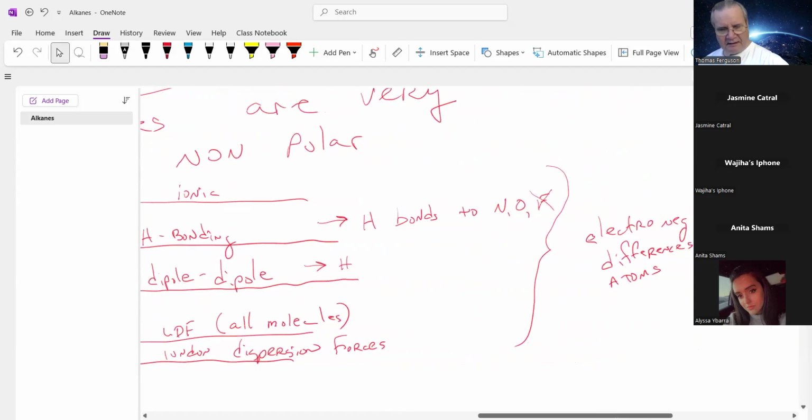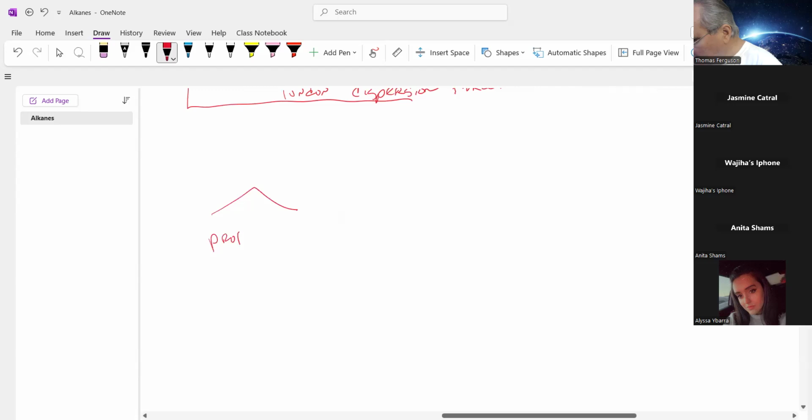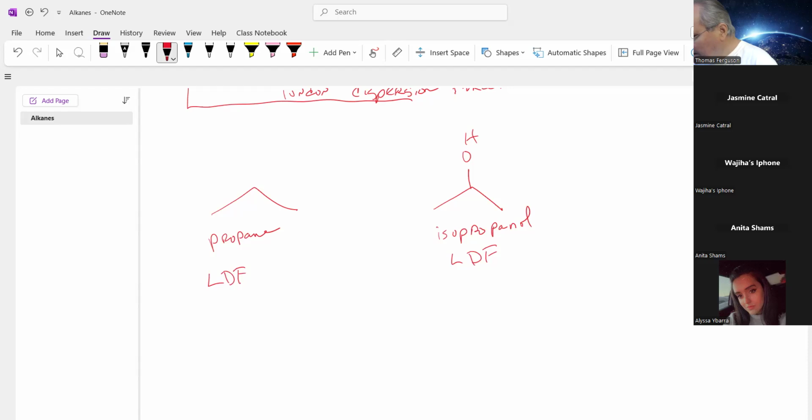So if we look at, okay, that's 3-carbon alkane propane. And we look at a 3-carbon alcohol. That is isopropanol or rubbing alcohol. Okay, so list the IMFs. First of all, right away you're going to write down LDF for both of them, because all molecules have London dispersion forces. However, we've got oxygen, carbon, and we have oxygen, hydrogen.